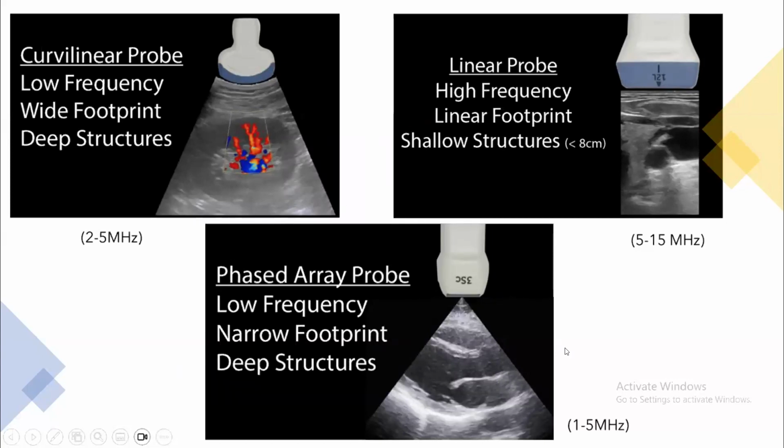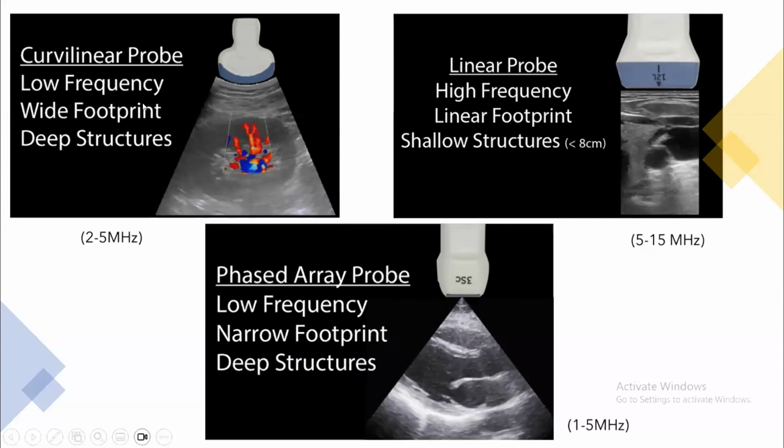And our probe is here. Our probe is a cardiac probe. It is 1 to 5 megahertz. This is the frequency. It is the same as the curvilinear probe. It is a cardiac or phased array probe. It has low frequency, so low frequency means it's penetrating deep. You can see the deeper structure. Low frequency, narrow footprint, deeper structure.